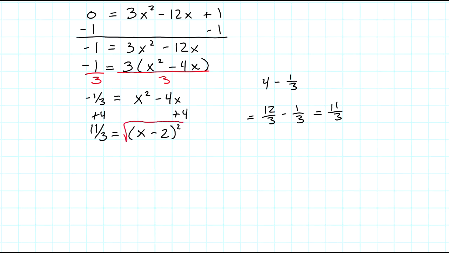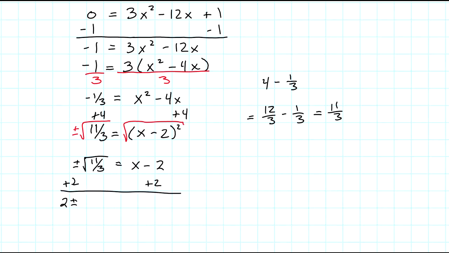Now we can take the square root of both sides. Don't forget the plus or minus. So we now have plus or minus the square root of 11 over 3 equals x minus 2. And then we'll add 2 to both sides here to isolate the x. So 2 plus or minus the square root of 11 over 3 equals x. Let's take a look at that square root of 11 over 3. Let's multiply it top and bottom by the square root of 3 to rationalize the denominator. So we have the square root of 33 over 3 here.